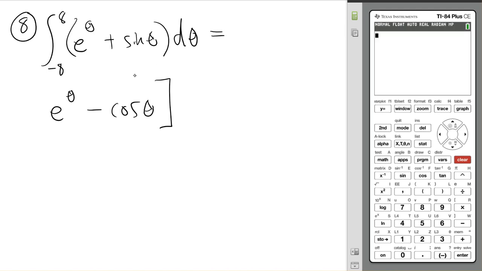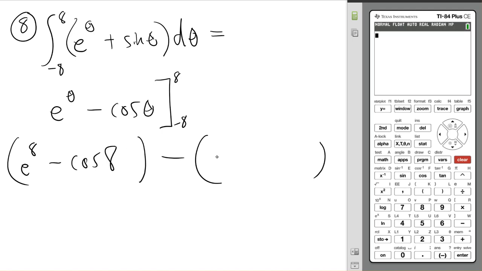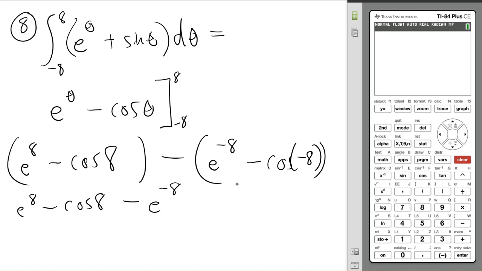Okay, for me to say this is equal to this, I have to keep up with the 8 and the -8. So one time, plug in 8. The next time, plug in -8. So I've got e to the 8th minus the cosine of 8 minus e to the -8th plus cosine of -8.